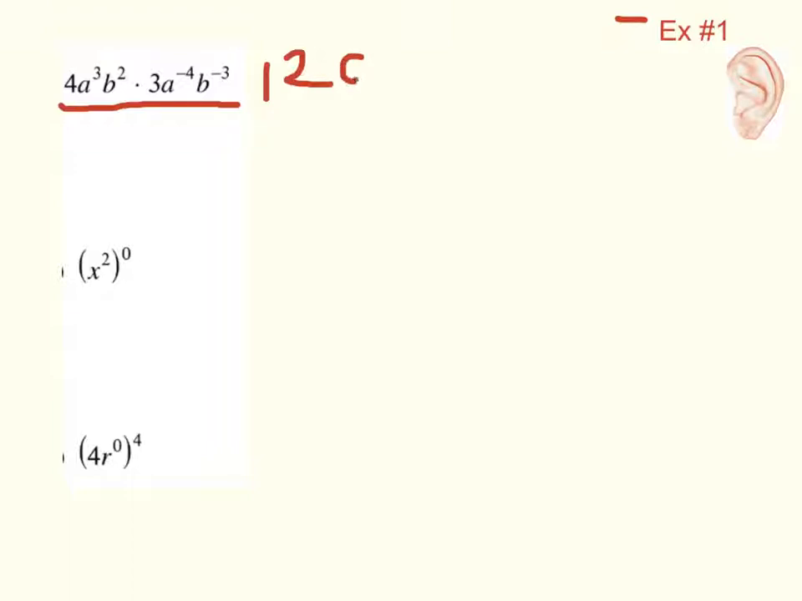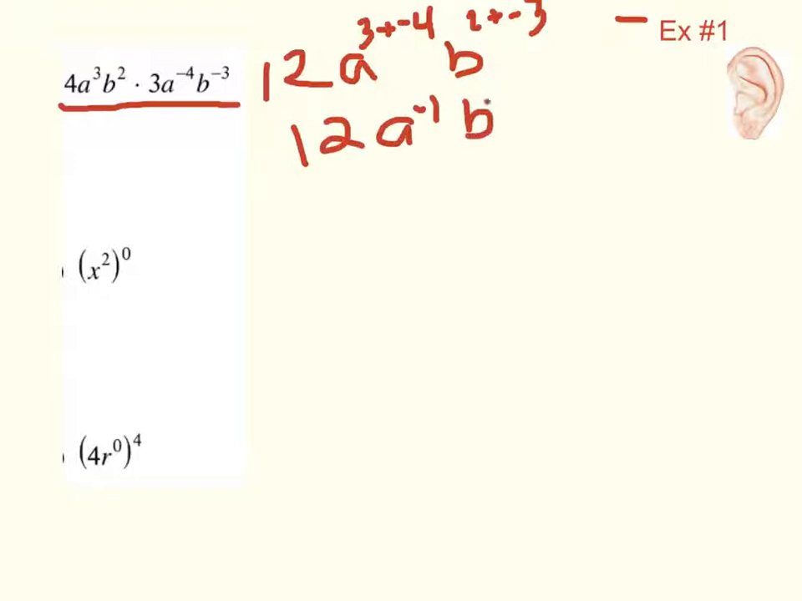So showing the work, it's going to be a to the adding of exponents is 3 plus negative 4. And then for the b, you add the exponents again. It would be b to the 2 plus negative 3. So then your answer is going to be 12, a to the negative 1, b to the negative 1.